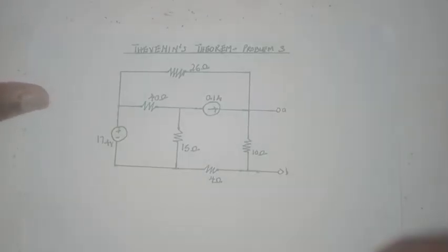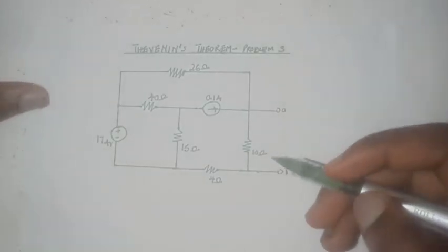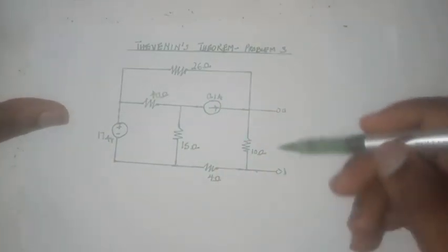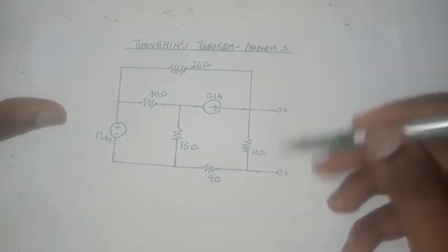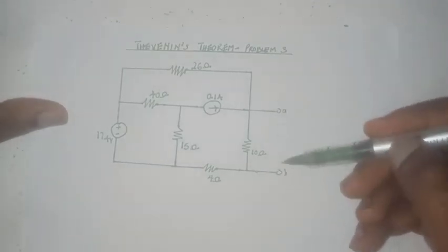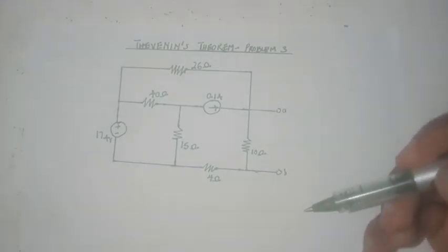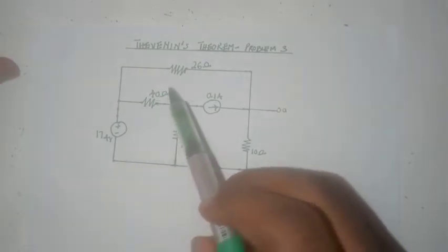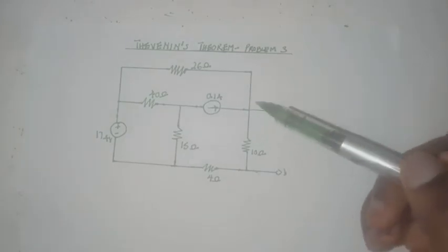Finding VTH is quite simple. First thing we want to do is find the current in the circuit. Then after we know the current in the circuit, we connect a voltage source across it, and that will be VTH, and try to figure out the value of the voltage source. Okay, finding the current in the circuit, we can use mesh analysis.